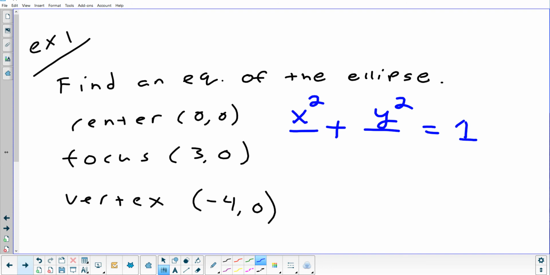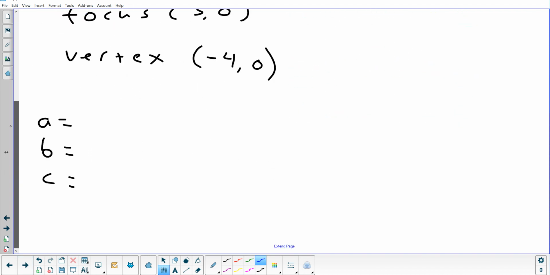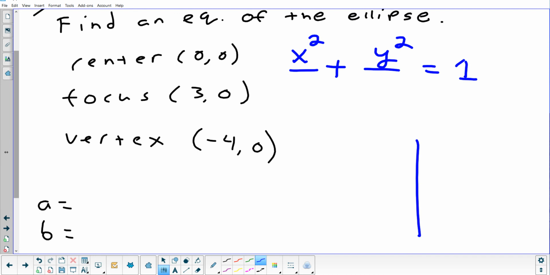Okay, now we have to decide where A and B go. So the way we're going to figure it out, we're going to graph all this information, and then we're going to see, does the major axis go horizontal or does it go vertical? You always put A under the letter you want the major axis to go. Let's graph these points. Doesn't say to sketch a nice picture, so I'm not going to spend a lot of time. I just want to get a quick idea. Here's my center. I have a focus at 3, 0.